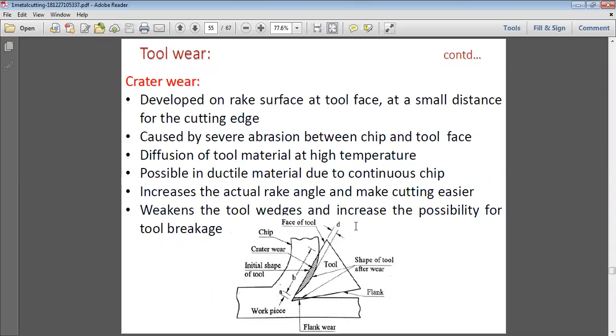Clear? So slowly and steadily it goes on weakening the tool edges. Normally, as it goes on weakening, the chances of tool failure go on increasing. So this was what we were discussing about crater wear.